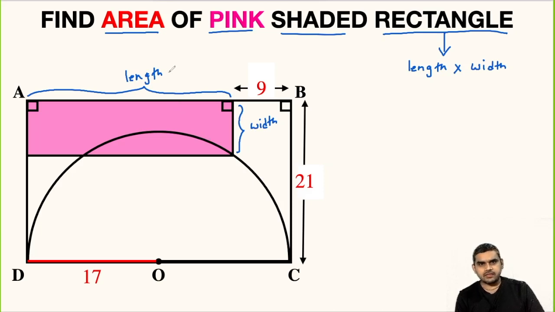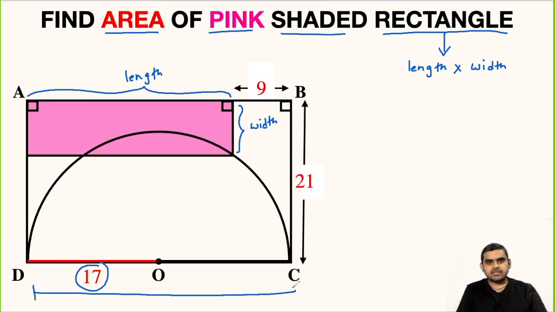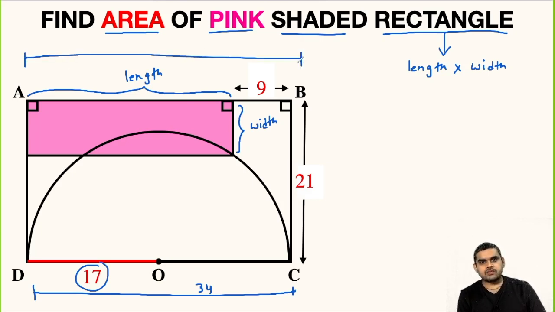So first of all, let us focus on length. We know that this semicircle has a radius of 17 units. So its diameter will be 2 times the radius, that is 34 units. So this length AB will also be 34 units. If we subtract this portion, that is 9 units, from 34, we will get the length of the rectangle. So this will be 34 minus 9, that is 25.